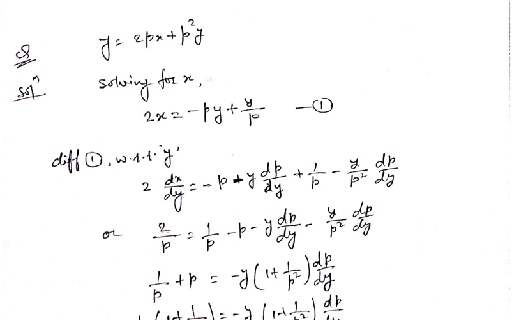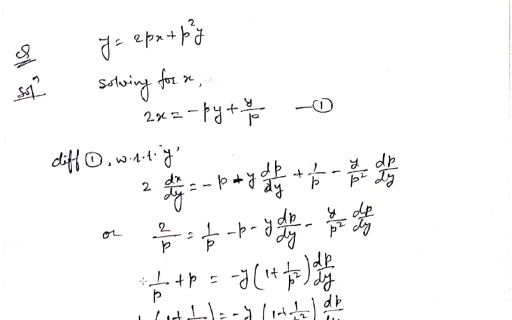Dx upon dy is what? 1 upon p, so it becomes 2 upon p. Here in the right hand part we also have one term 1 upon p, so when we simplify, 2 upon p minus 1 upon p, in the left hand part we get 1 upon p. Now shifting this p into the left hand part, we get 1 upon p plus p, and from here taking dp upon dy common, we get minus y into 1 plus 1 upon p square dp upon dy.